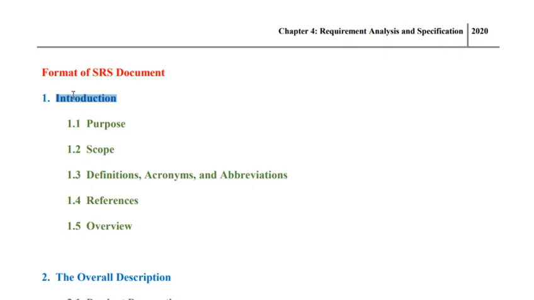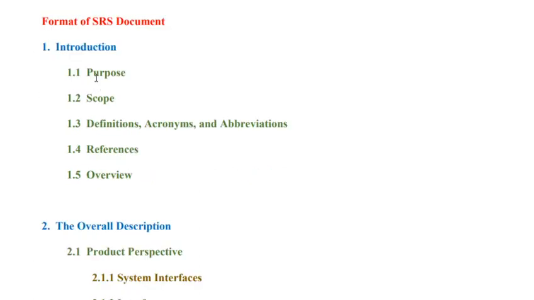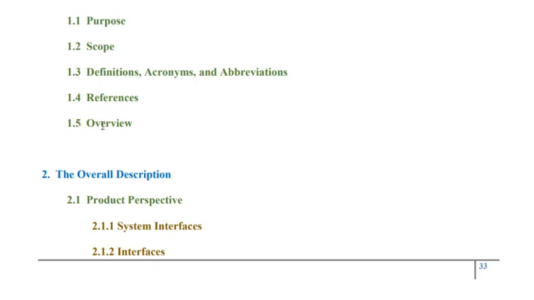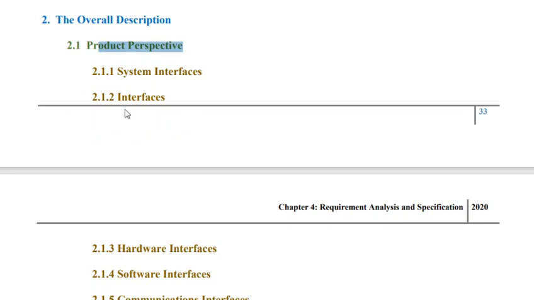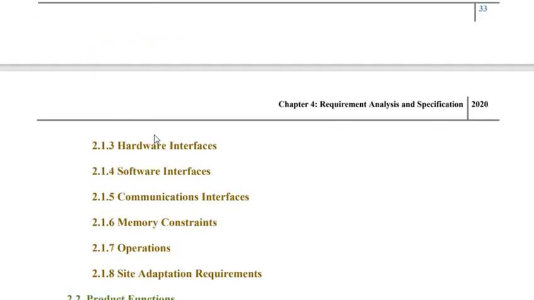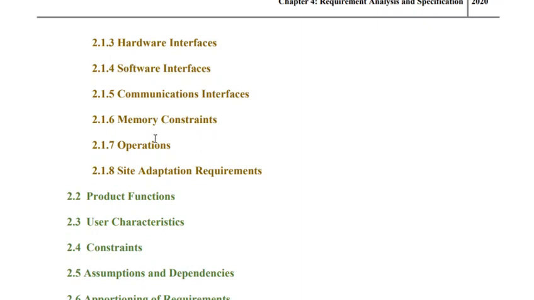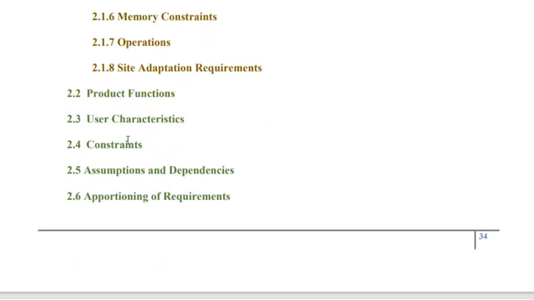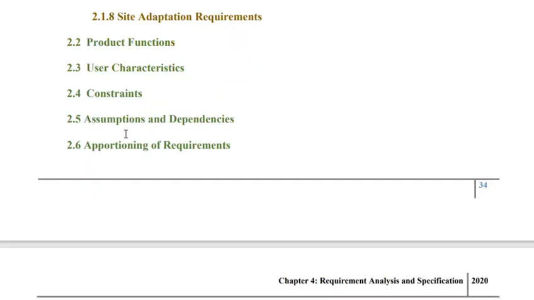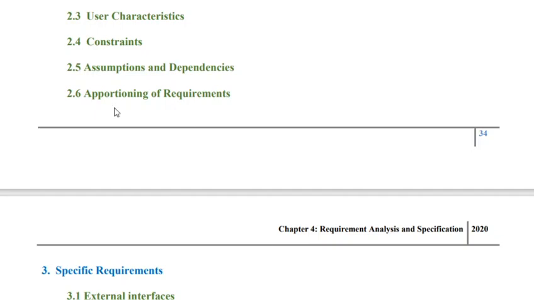So it has been divided into various sections. SRS document should have first an introduction. So it should specify the purpose, scope, definition, acronyms, abbreviations, references, and overview. Then the overall description, that is product description, system interfaces, hardware interfaces, software interfaces, communication interfaces, memory constraints, operations, site adaptation requirements, right? Product functions, user characteristics, constraints, assumptions and dependencies, appropriation of requirements.